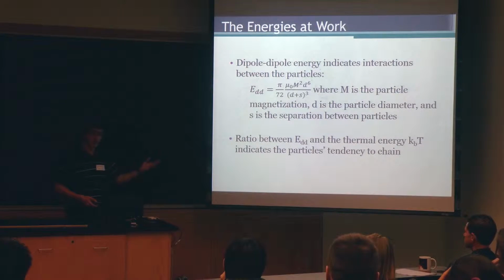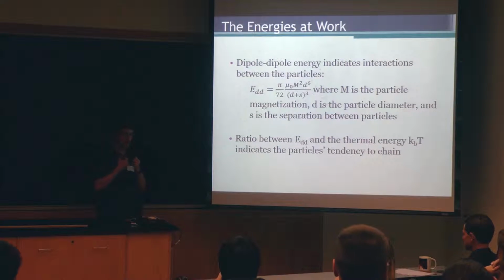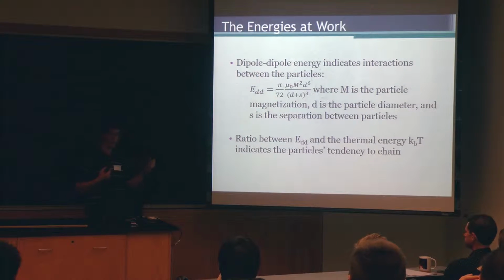So the main energies at work are the dipole-dipole energies between the different particles and the thermal energy. Dipole-dipole energy is expressed in this equation right here, where M is the particle magnetization, D is the particle diameter, and S is the separation between the nanoparticles. And the ratio between this dipole-dipole energy and the thermal energy indicates whether the particles are likely to chain or not. And this is very important for our separations.